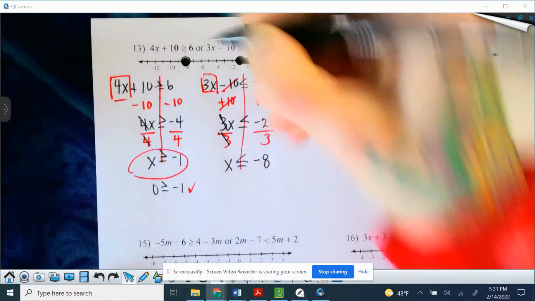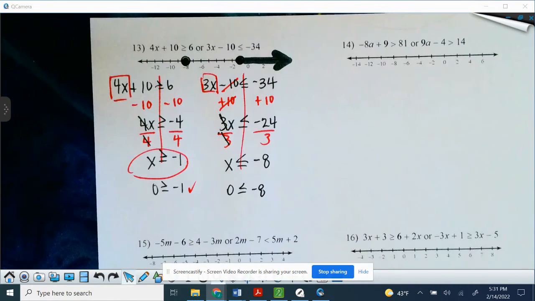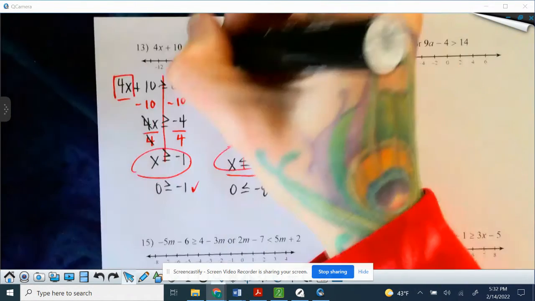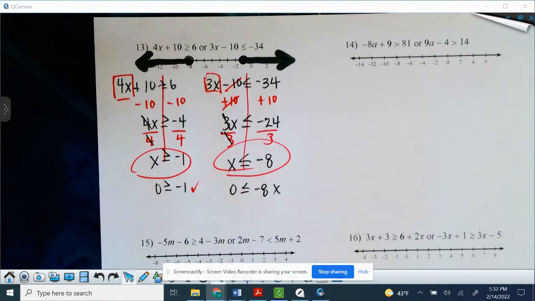Then we can do our test point. Is 0 less than or equal to -8? 0 is not less than or equal to -8. So you do not want to shade towards 0. We're going to shade away from 0, which works again because we know it's an or, so it should be going in 2 different directions. And again, those are both solid circles because of that equal to.